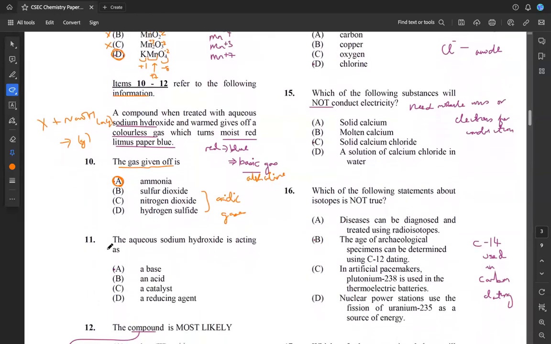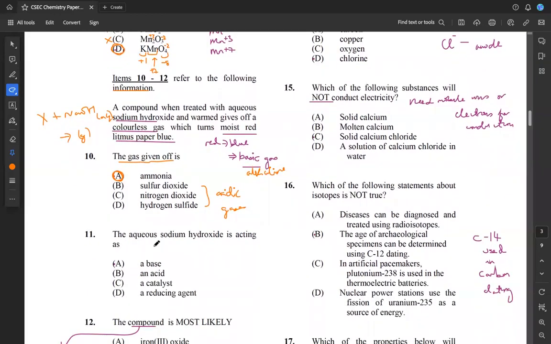So moving along to question 11. Question 11 says that the aqueous sodium hydroxide, where it reacts with the compound that we don't know to give us this ammonia gas, what is the aqueous sodium hydroxide acting as? Is it acting as a base, an acid, a catalyst, or a reducing agent? Well, we know that more often than not, aqueous sodium hydroxide is going to act as a base. So we're going to put base for 11. It's a very strong base, so it's going to be utilizing its basic properties here to give us the ammonia. So 11 is A.